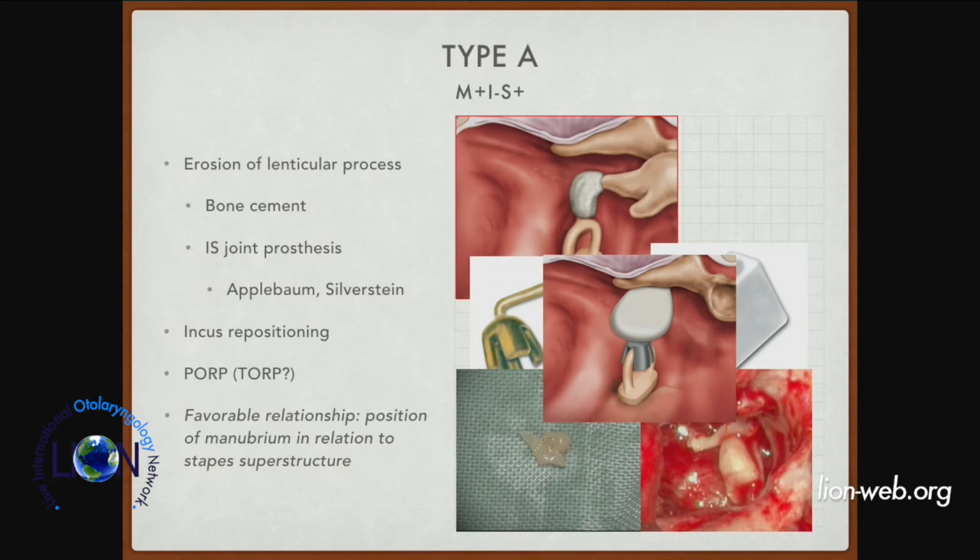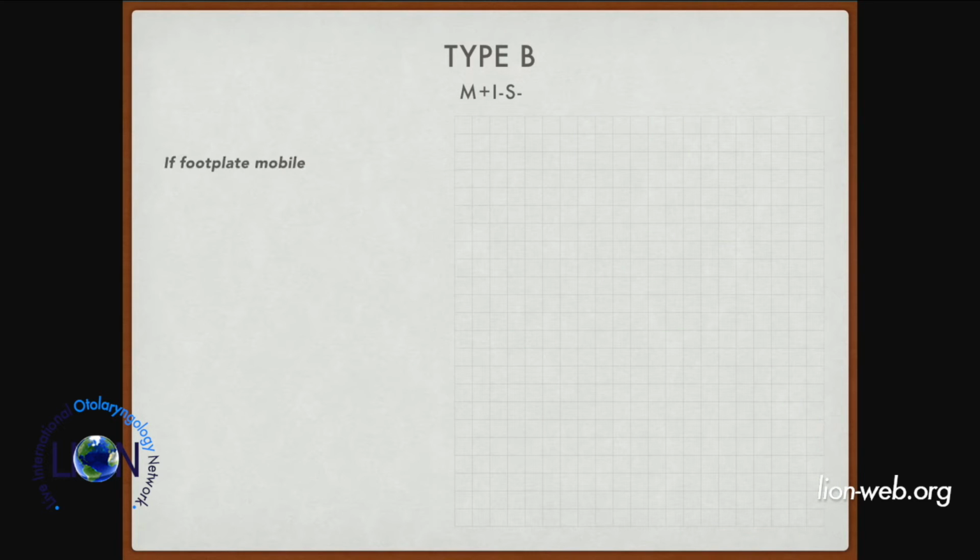And then one thing to consider, in choosing between these different options, is the relationship of the manubrium in relation to the stapes superstructure. So, people talk about a favorable relationship, unfavorable relationship in terms of the anterior-posterior displacement of the malleus handle. So it's another thing to look at when you want to decide between a couple of these different options. A type B is where the same as type A, but stapes superstructure is absent.